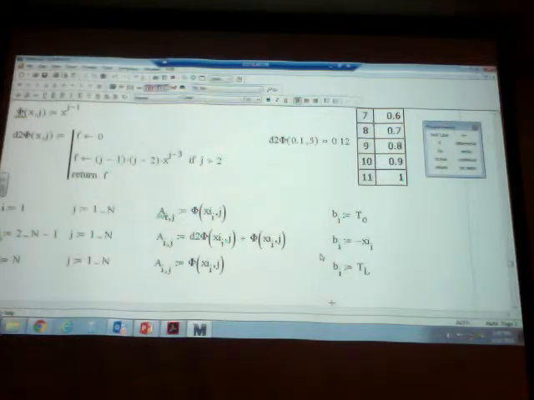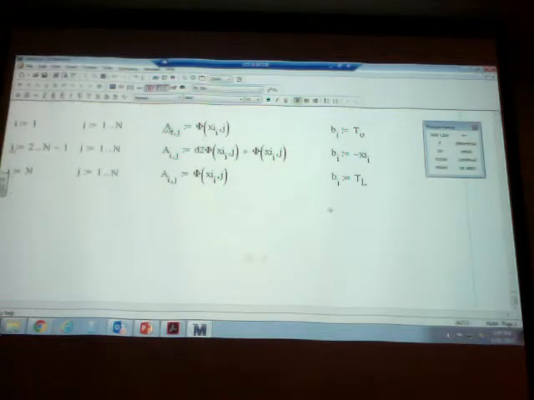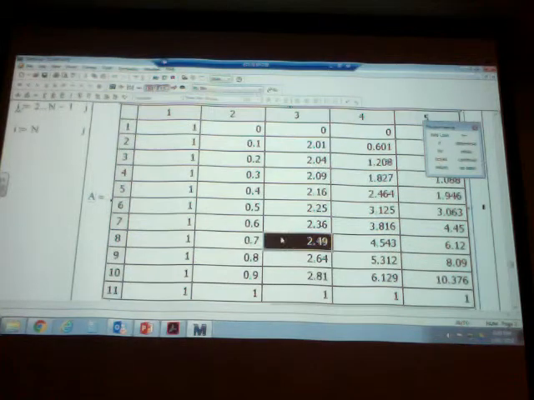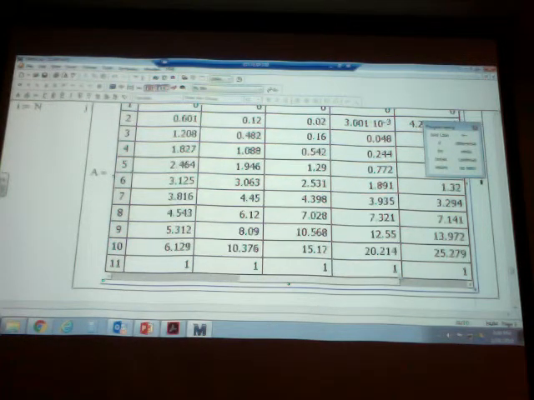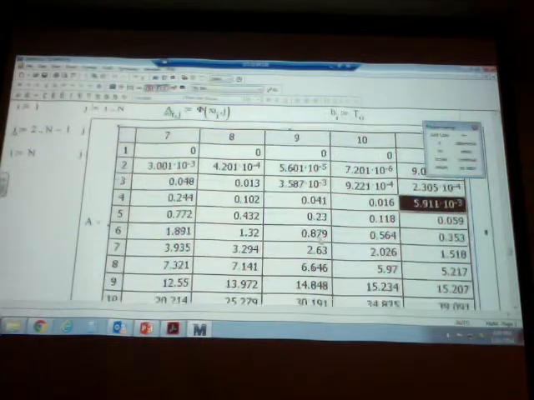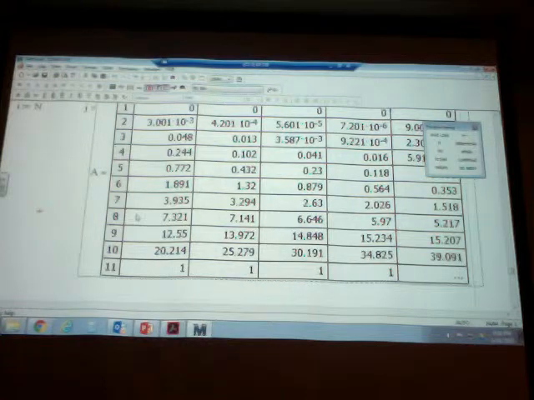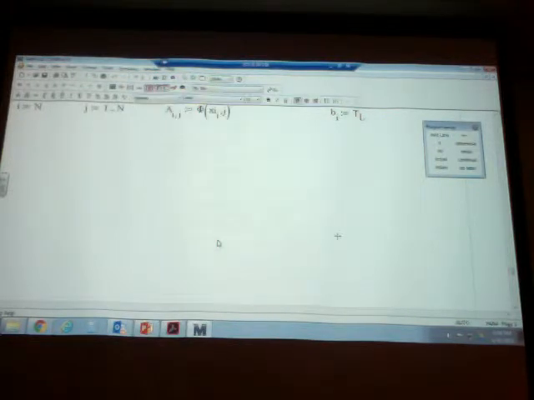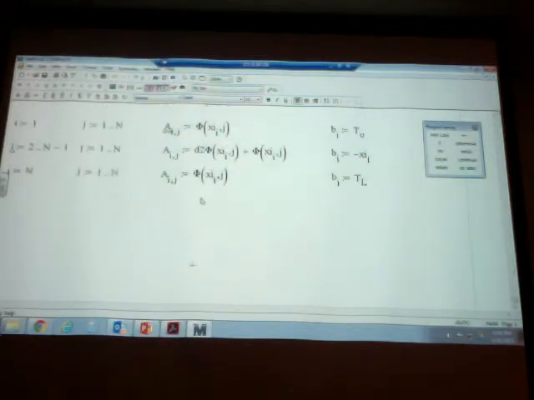Okay, that's it. You want to check and display the elements of A. We should have an 11 by 11 matrix, and those are the elements of that 11 by 11 matrix. Okay, if you want to check the elements of B, well, the first element is T0. All the other elements are the negative of the position. And the last element is 25, that's the last temperature.